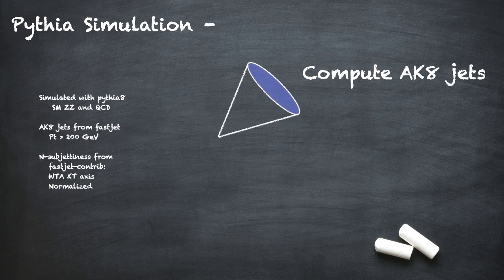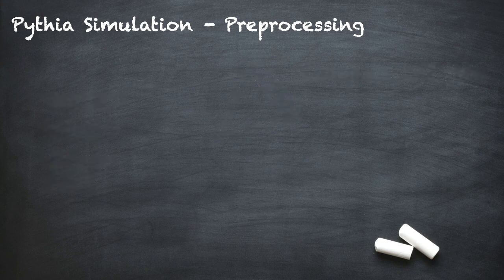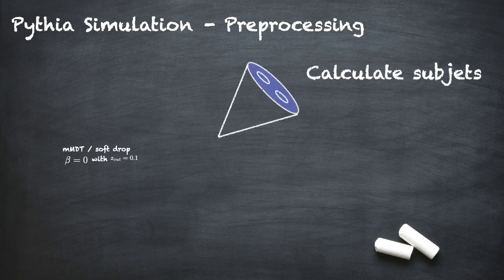The n-subjettiness variable is calculated with fastjet contrib using the winner-take-all axis with kT configuration. The selected jets are groomed using soft drop with beta and z parameters set to 0 and 0.1 respectively. Once groomed, we end up with two subjets inside the jet.